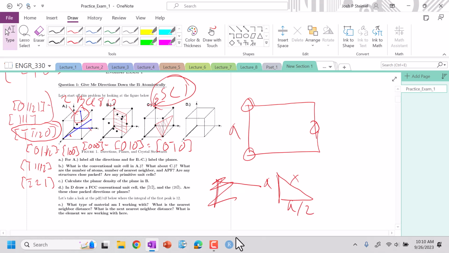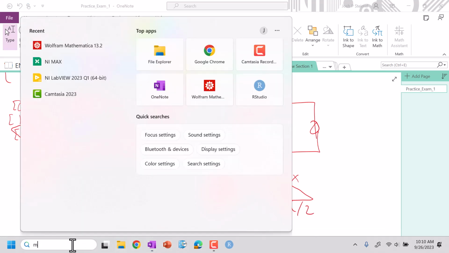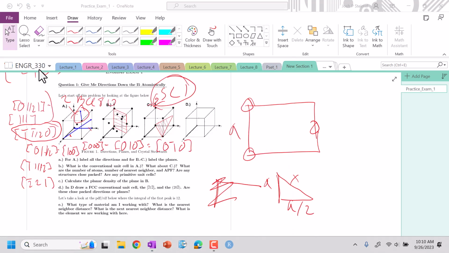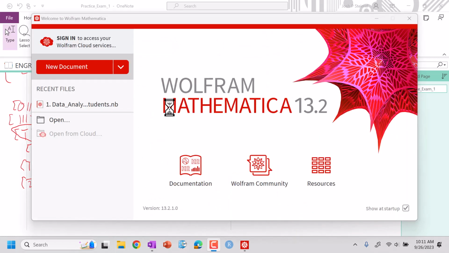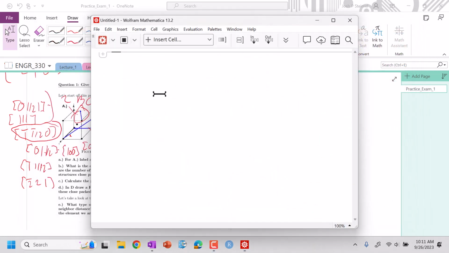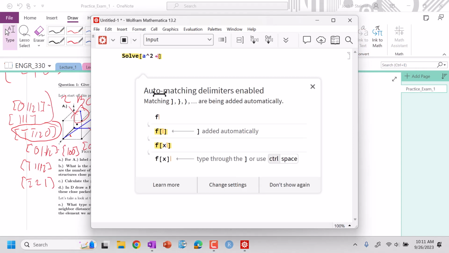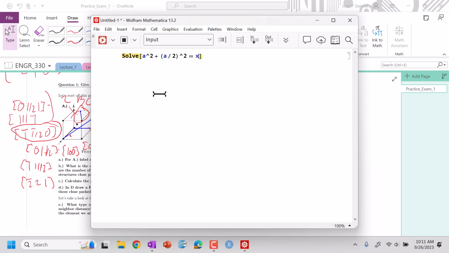So if I want to look at this, bring up Mathematica. And I promise I won't do this to you on an actual exam, but let's make the practice exam a little bit difficult so that we can get moving here. Almost there. So we got this. So I'm going to solve a squared plus a over 2 squared set equal to x squared.